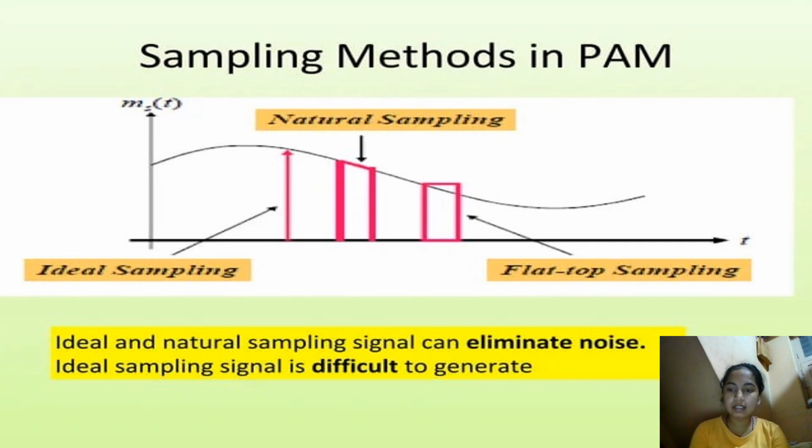Sampling methods in PAM: ideal and natural sampling signals can eliminate noise, but ideal sampling signals are difficult to generate. This is the sampling method used in PAM.